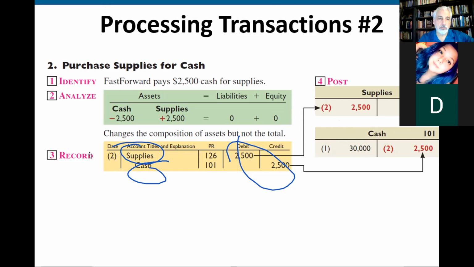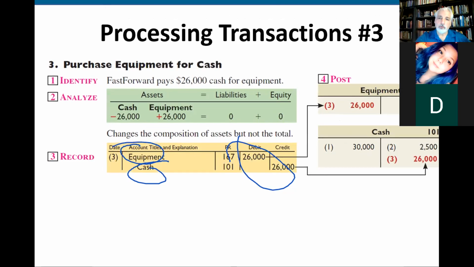Let's go on to journal entry number 3. We bought some equipment. A lot more than our supplies, 26 grand worth. This is our 3rd transaction to cash. 30,000 debit, 2,500 credit, and because we're spending money, cash is going down, we're crediting cash, so I don't care what the other side of this is, I know it's a debit. I might have bought equipment, I might have bought some land, I might have bought a vehicle, I don't care, but I know I have to debit it because I credited my cash. My cash went down, the other side better be lefted or debited.